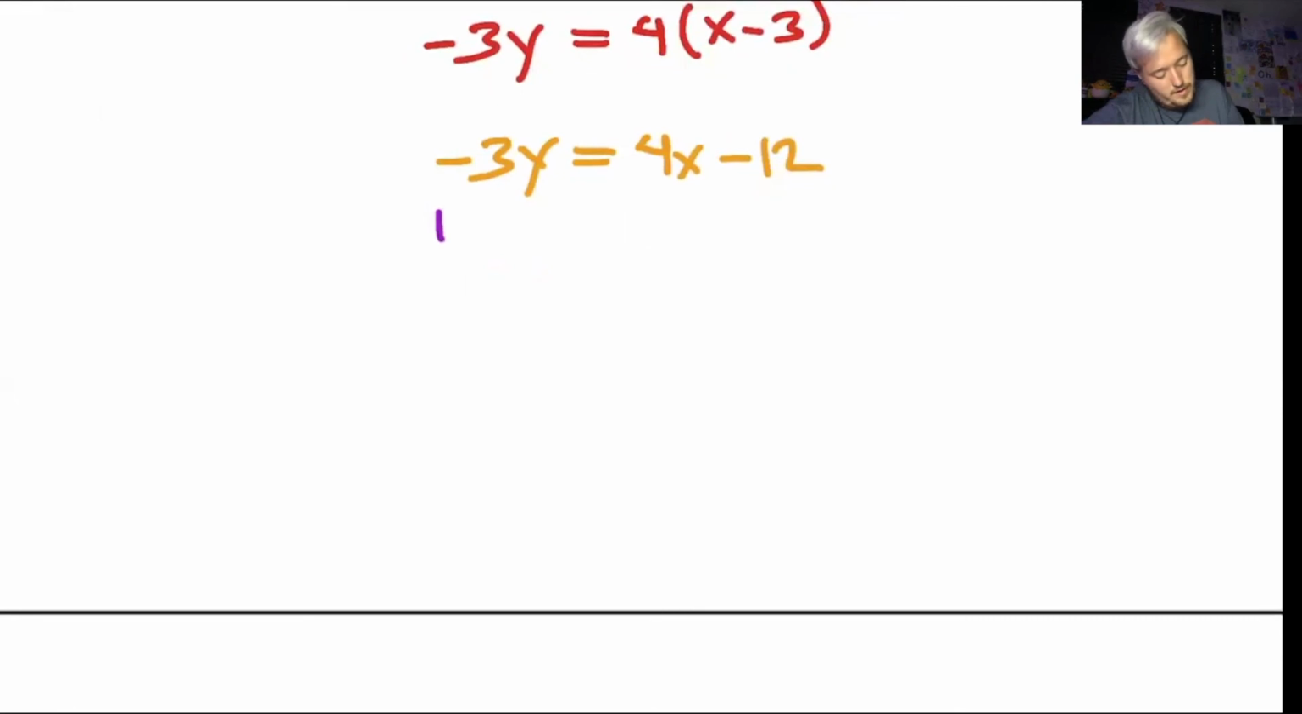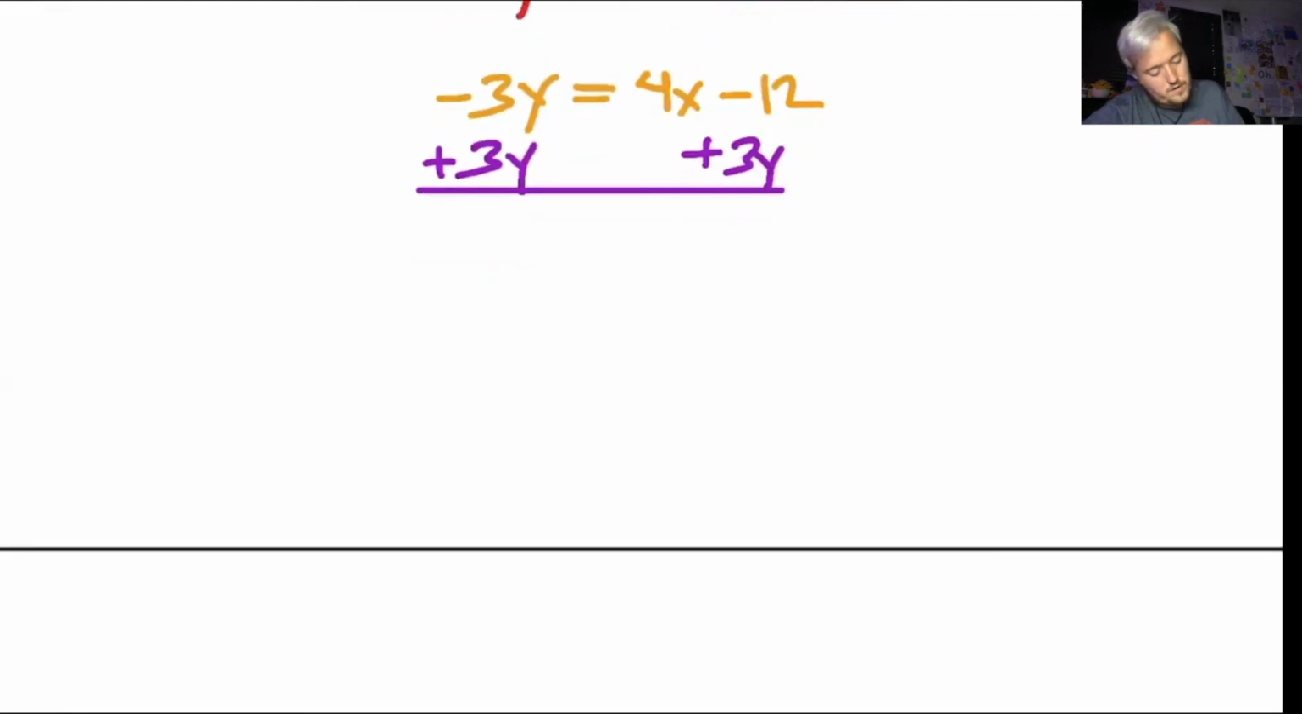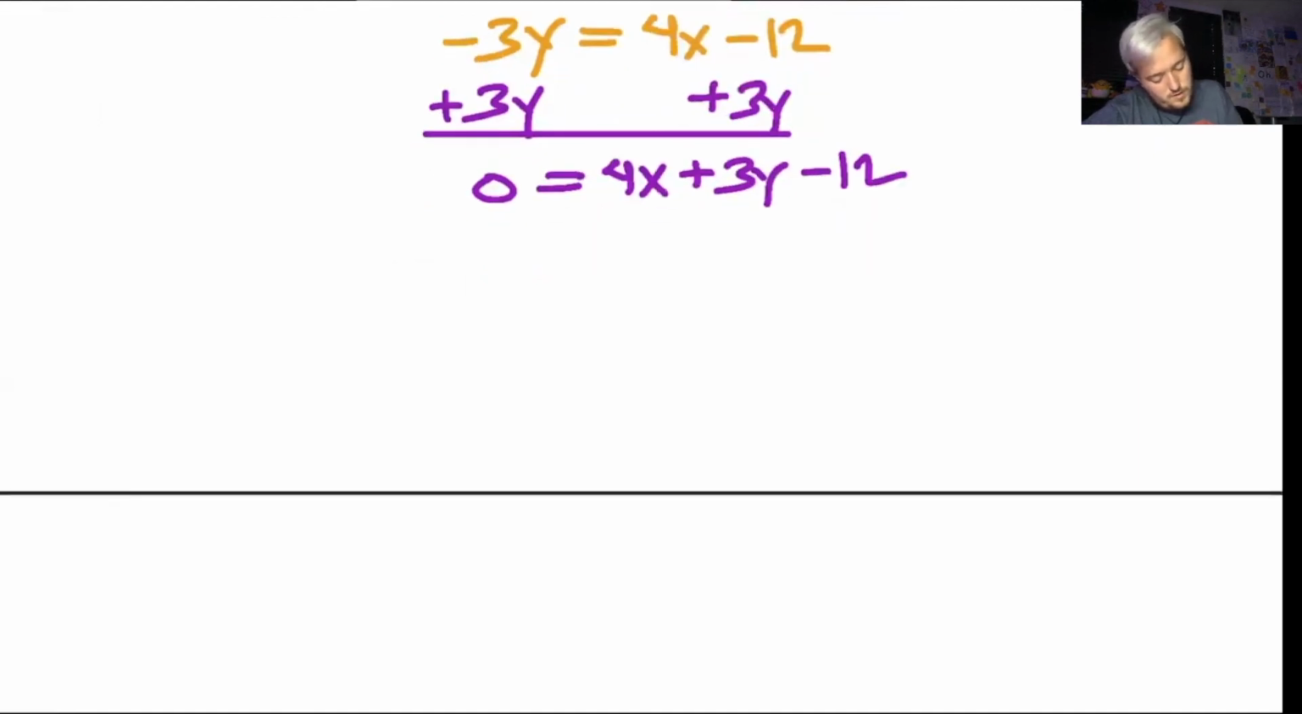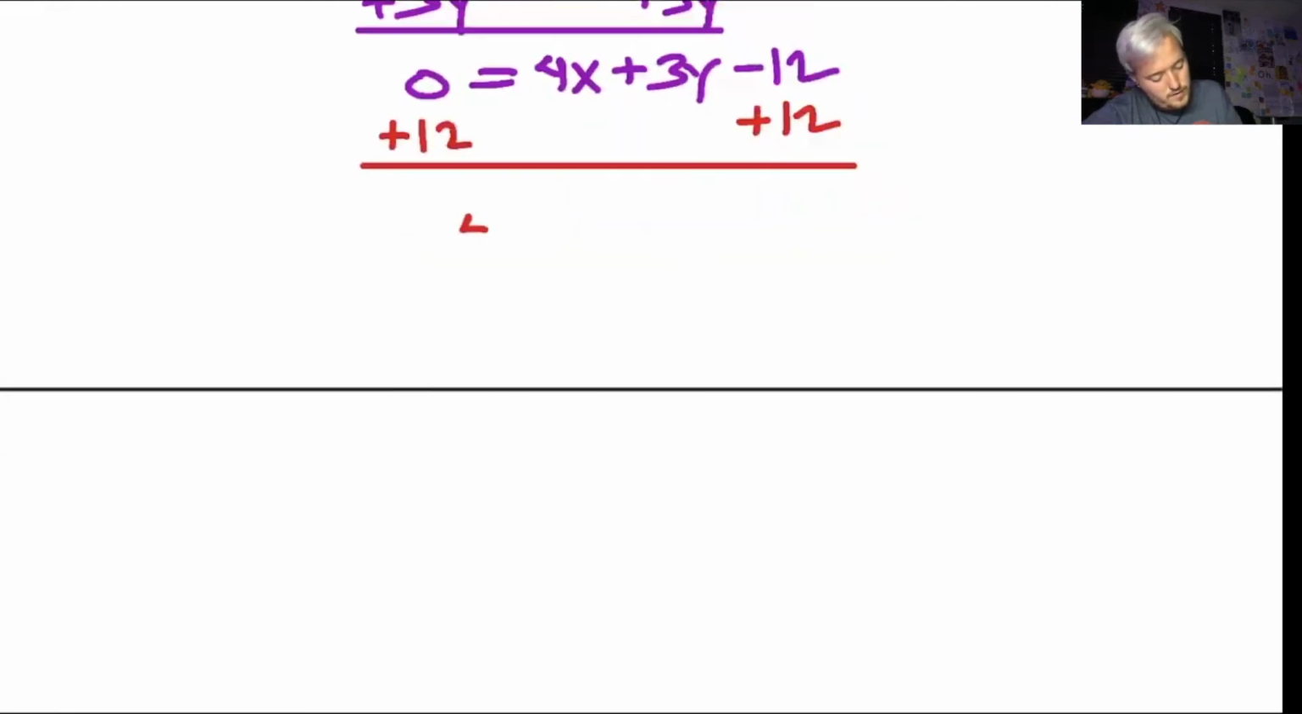All right, so add 3y. So I have 0 equals 4x plus 3y minus 12, and then plus 12. So I will have 4x plus 3y equals positive 12.